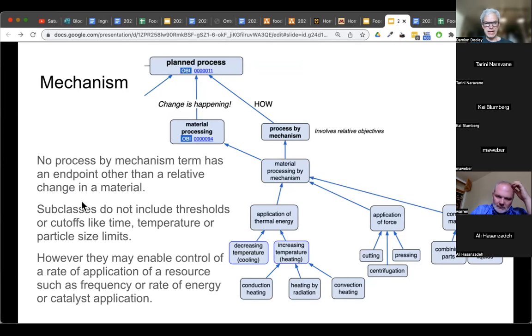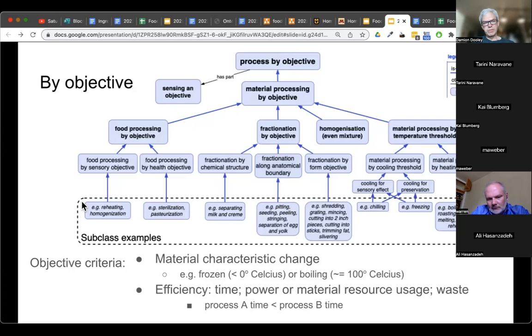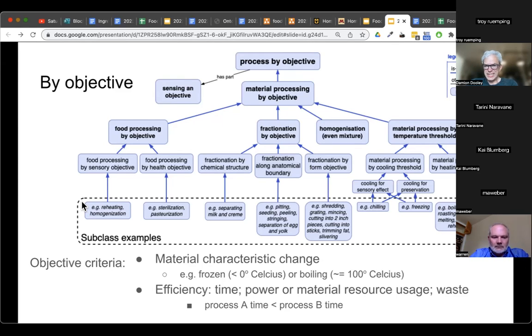I mentioned no process by mechanism term has an endpoint. The rate of application, though, is something that mechanism processes can talk about. They can consume power at a certain rate or mix at a certain speed. That's the main point there. So over in the process by objective, this really requires some kind of sensing, unless you're operating based on a formulation, but even the formulation requires some sensors to monitor. So we broke it down into the food processing by objectives, which we'll come back to later, but fractionation by objective and homogenization, and material processing by temperature threshold.